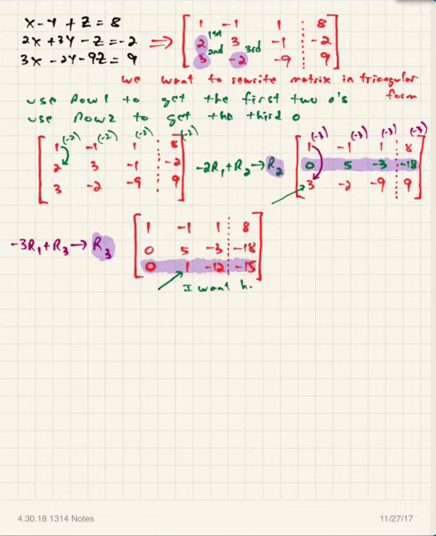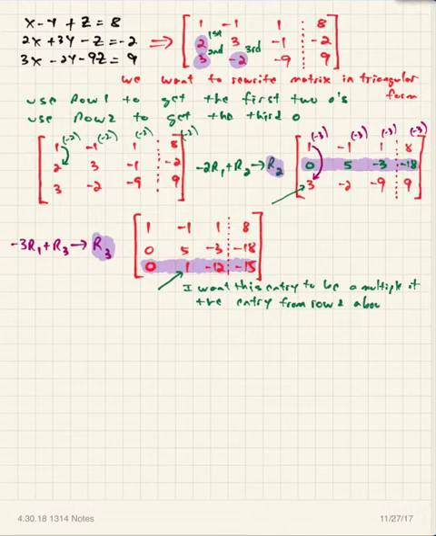I want this entry to be a multiple of the entry from row 2 above it. And it's not right now. So what I'm going to do in this step is I am going to just multiply row 3 by a constant.